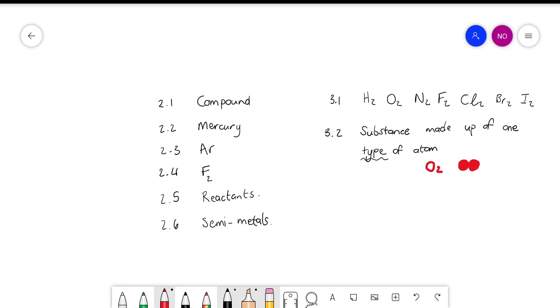Okay, then for 3.3, the first one is magnesium oxide. The second one is carbon dioxide. And both of those were written in your books.